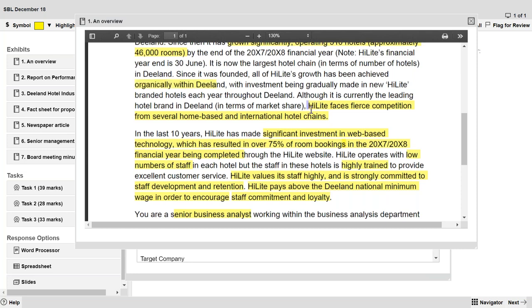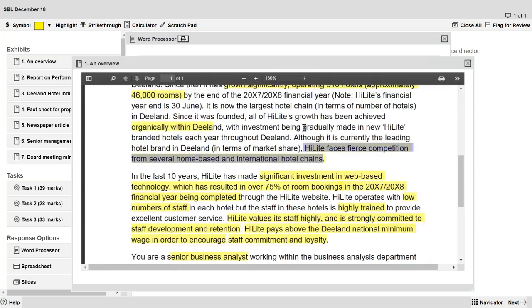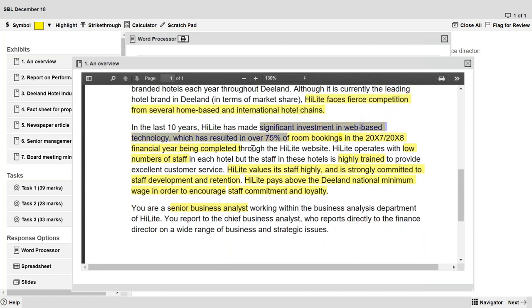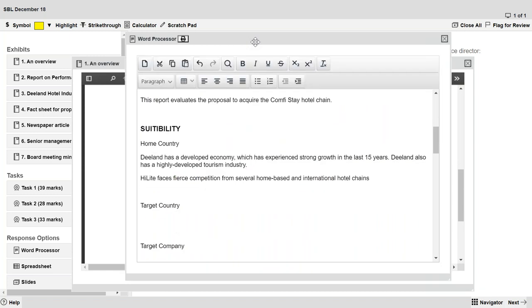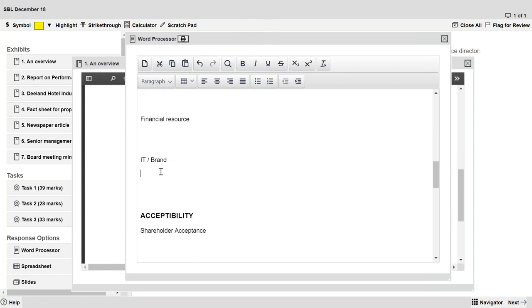Highlight faces competition. So I will just copy this, Control C. I will go to the word processor. Again, I will enter, Control V. Okay. What else? It has made significant investments in web-based technology. Where can I use this information? Can you think? Take 5 seconds. Technology is the key word. If you go under feasibility, I can see human resource, financial resource, IT brand here. Just paste it here.